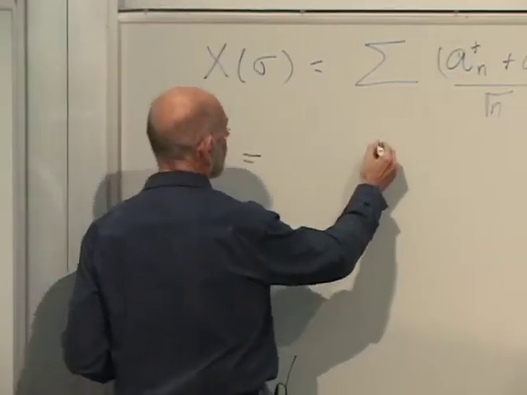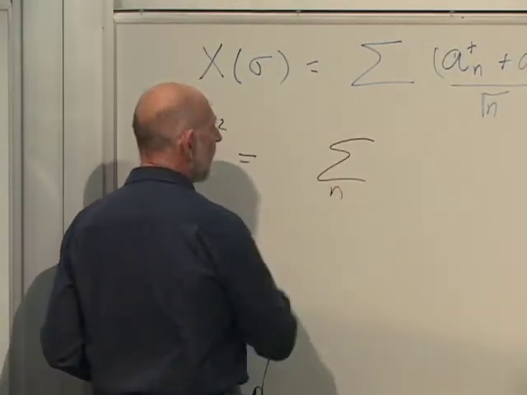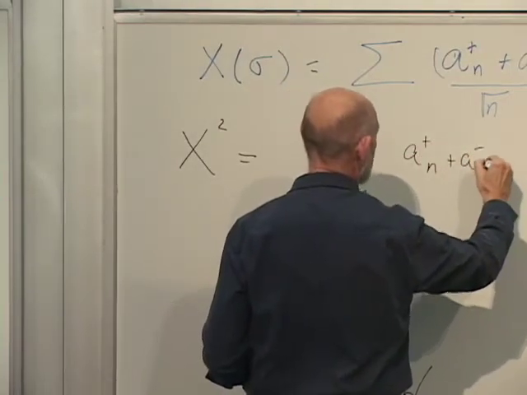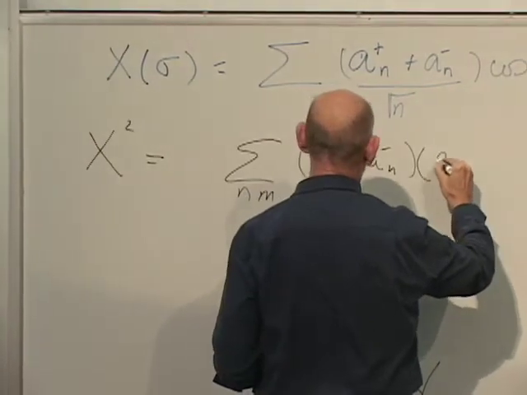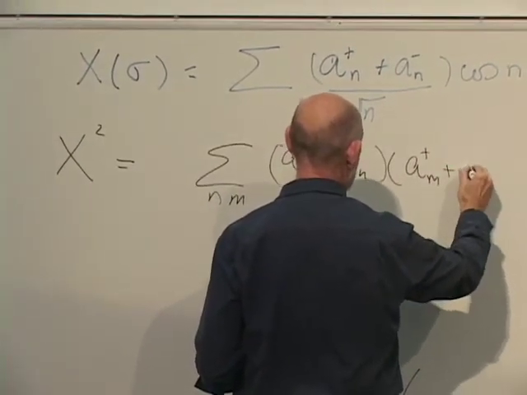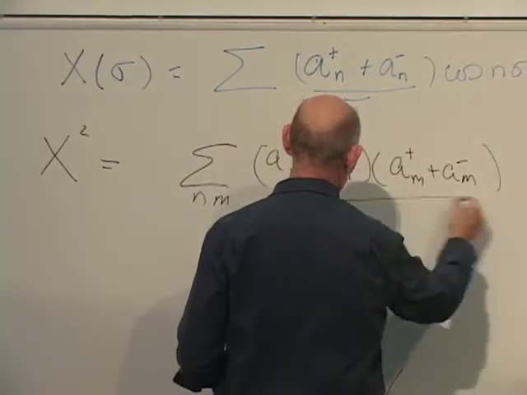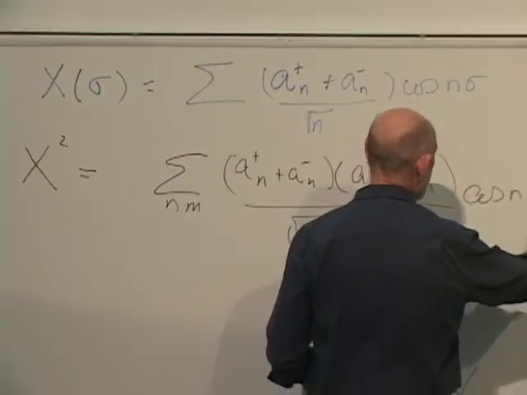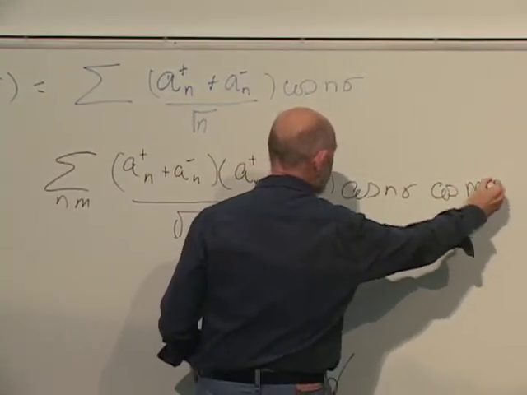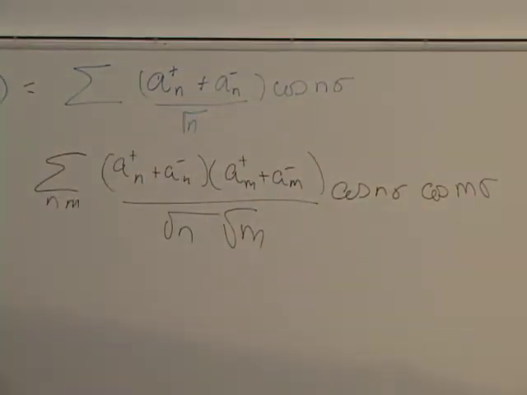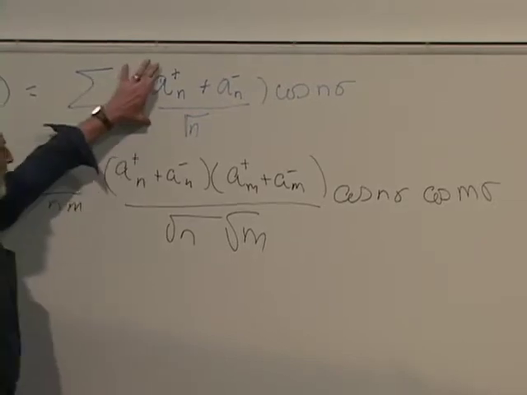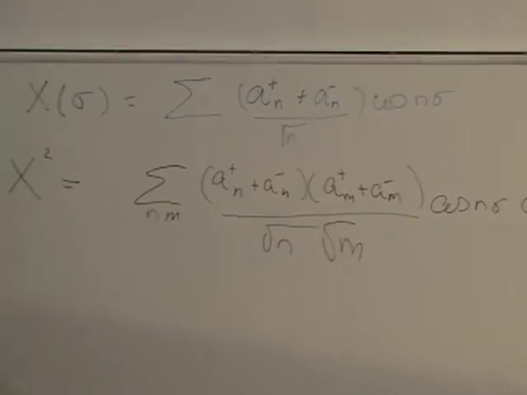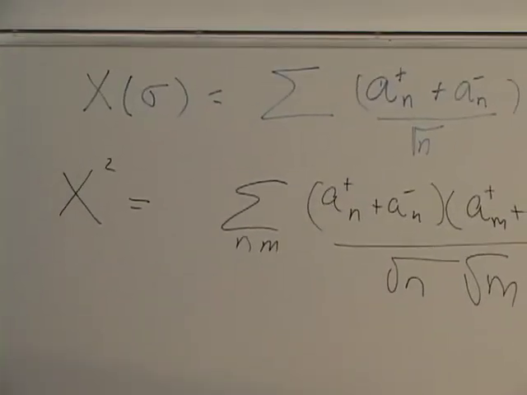What does that give us? That gives us a sum on n and a sum on m. We're going to have a plus n plus a minus n, times a plus m plus a minus m, over square root of n square root of m, cosine n sigma cosine m sigma. I've just written down this expression twice, once as a sum over n and once as a sum over m. I've done nothing special. Now what I want to calculate is its average value in the ground state.